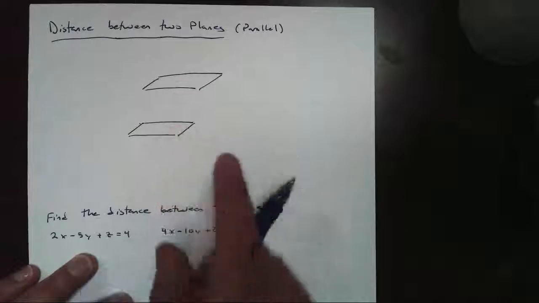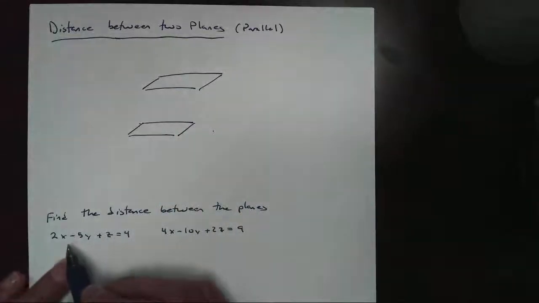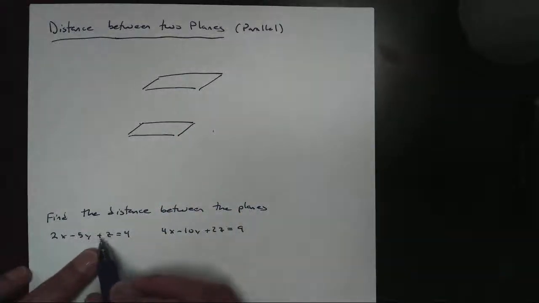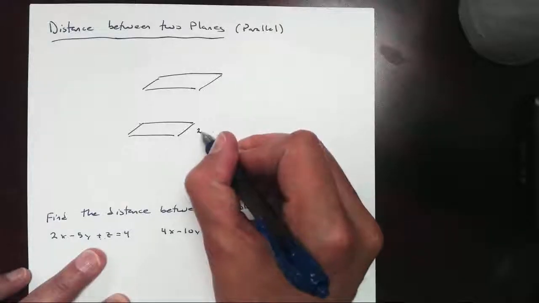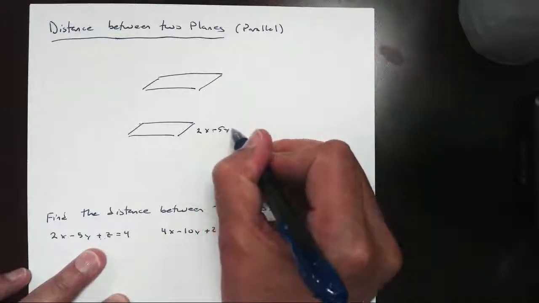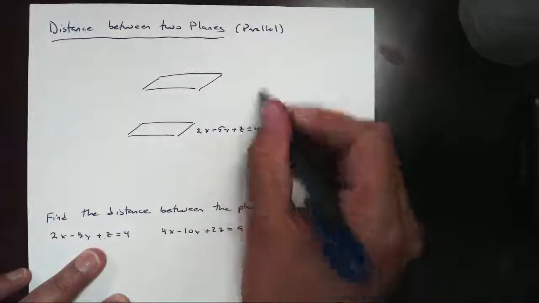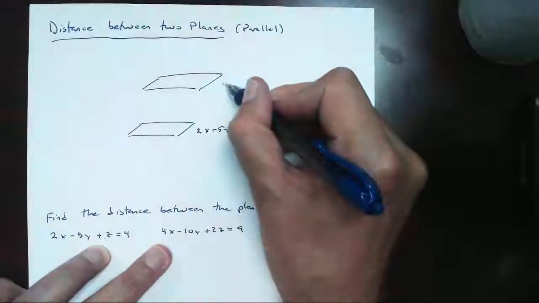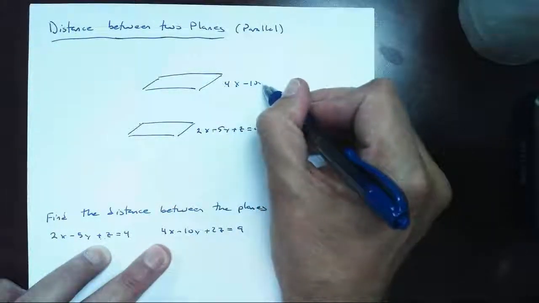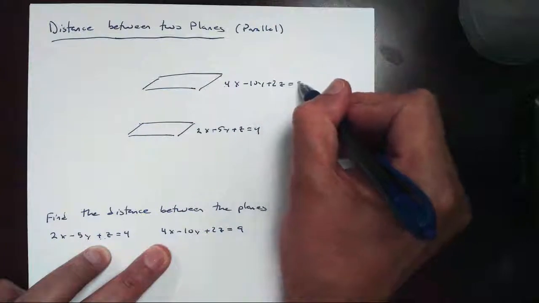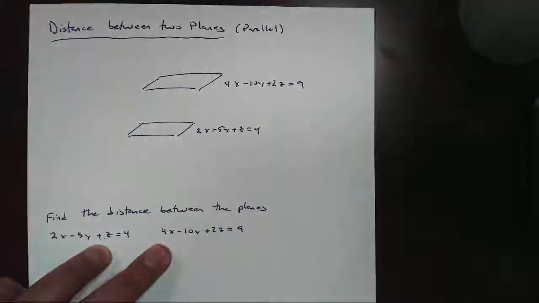So I have two planes here, and their equations are 2x minus 5y plus z equals 4. We'll put that on the bottom. And the other plane could be 4x minus 10y plus 2z equals 9. And I want to find the distance between them.